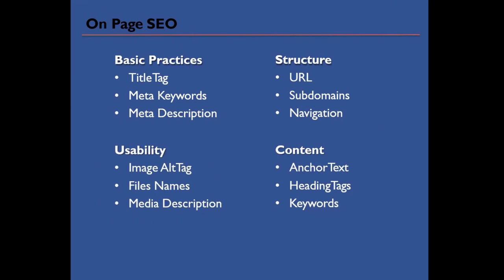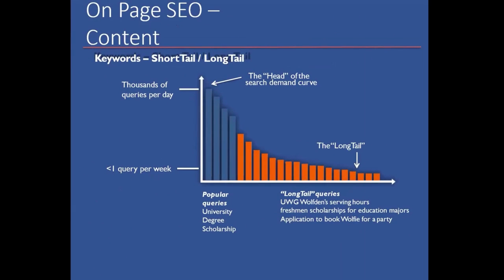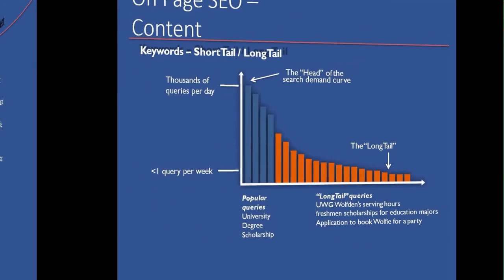Now, the basic practices you have to take care of are the title tag, meta keywords, and meta description. Some of you, I'm sure, have heard of these terms. Another aspect to take care of while doing on-page SEO is the structure of URLs, subdomains, and navigation. The keywords, as I said, are the most important part, so we'll take a quick look at them again. There are short tail keywords and long tail keywords.